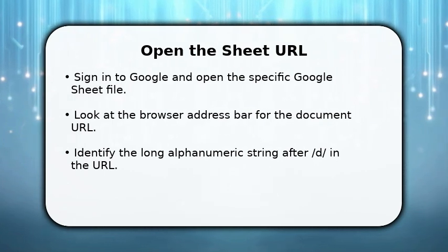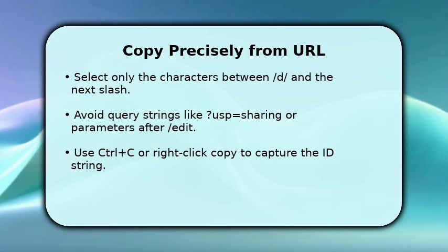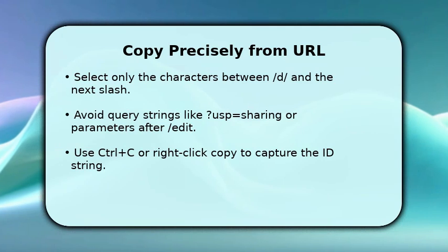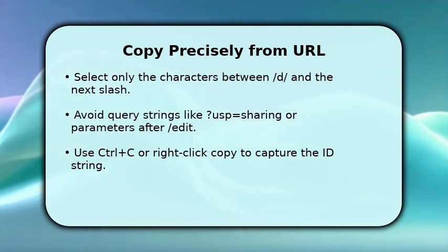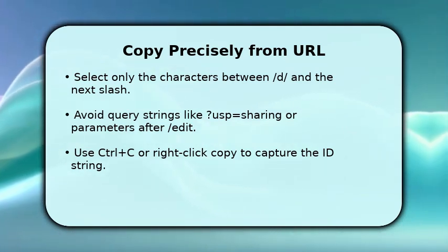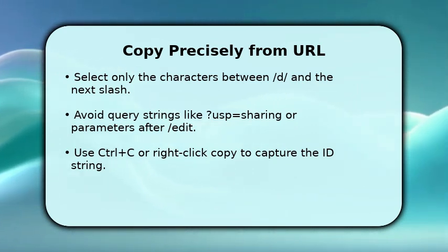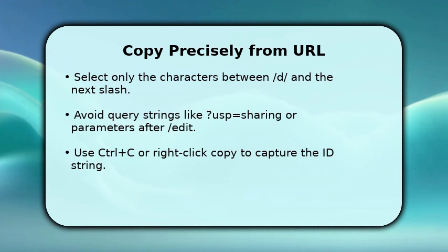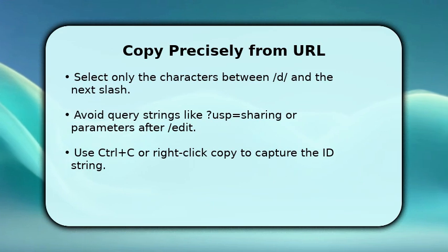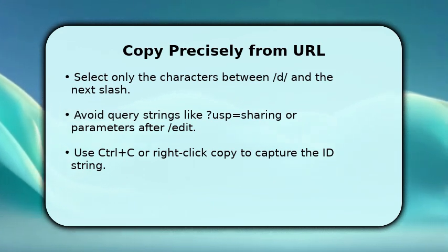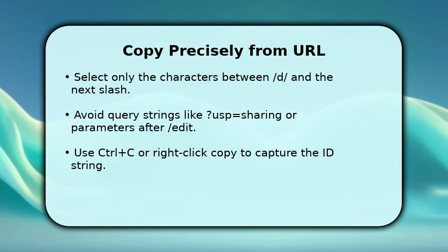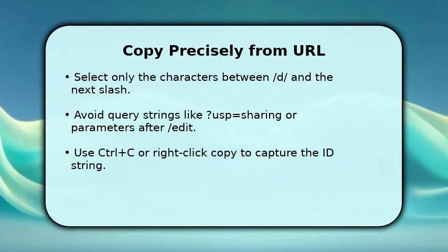Now you'll extract it precisely. Click the address bar and select the portion that lies between /d/ and the next /. Once selected, copy it with Ctrl+C or the contextual menu. This prevents grabbing query parameters such as usp=sharing that can break API calls. If you plan to paste into code or a form, paste into a plain text editor first to verify no hidden characters are included. This step prevents common errors.